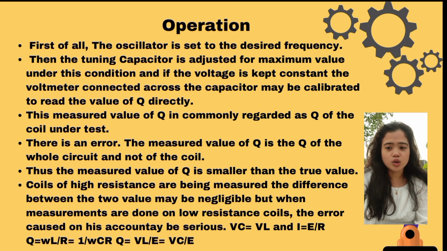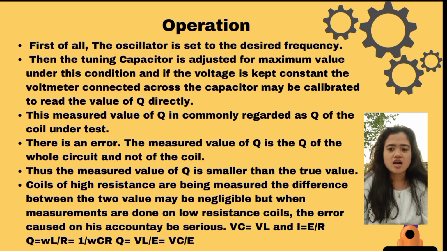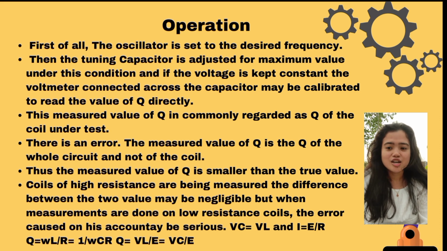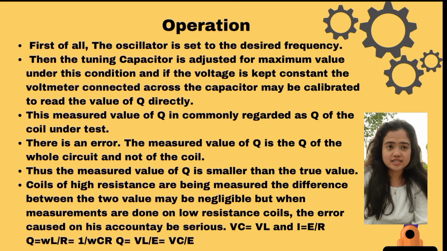Operations. First of all, the oscillator is set to the desired frequency. Then the tuning capacitor is adjusted for the maximum voltage value under this condition. And if the voltage is kept constant, the voltmeter connected across the capacitor may be calibrated to read the value of Q directly. This value of Q is commonly regarded as the Q of the coil under test.